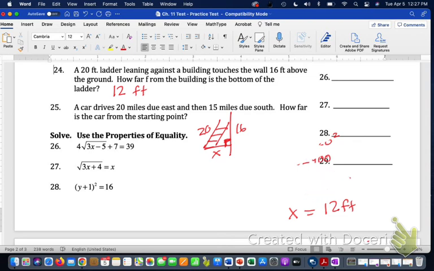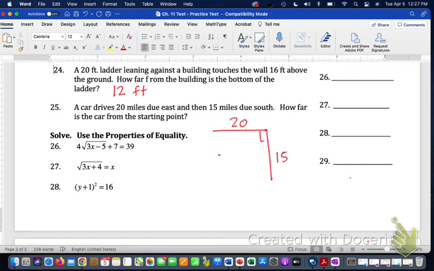When you're doing word problems, you should be estimating if it's not a whole number. So they said we are driving 20 miles east. That's like on my map. I'm going 20. And then I go 15 miles south. Okay, how far are we from the original starting point?